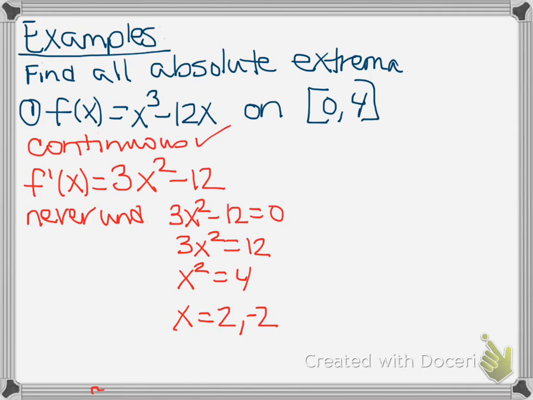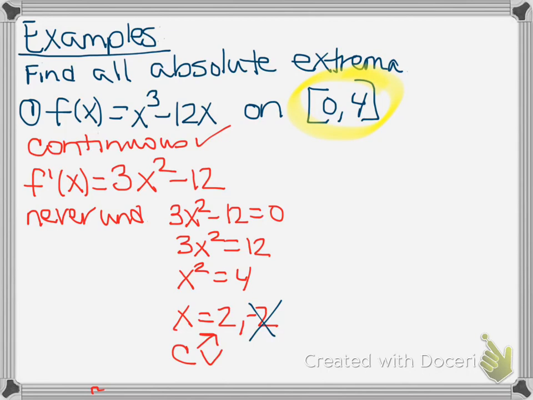And so you're maybe having a conversation with your classmate beside you, and you're saying, oh, look up here. Okay? My domain is from 0 to 4. -2 is not in that domain. So I'm going to cross that guy off right there. Okay? So I have my critical value right here of 2. I have my endpoints of 0 and 4.